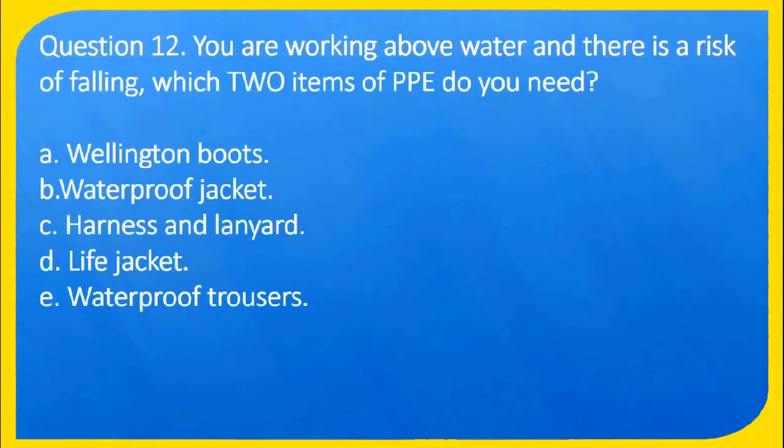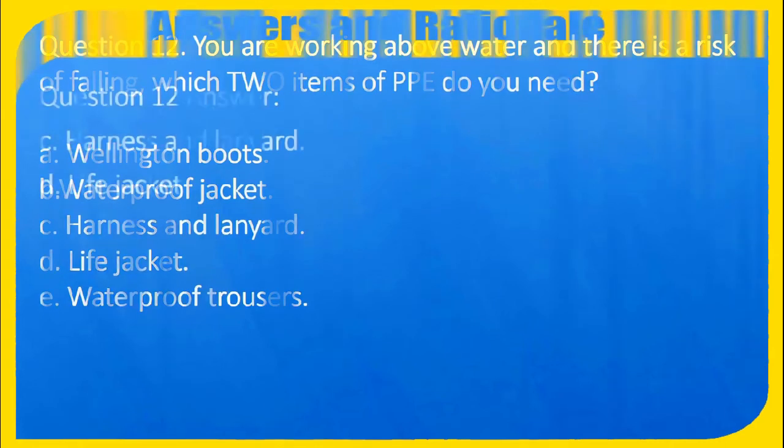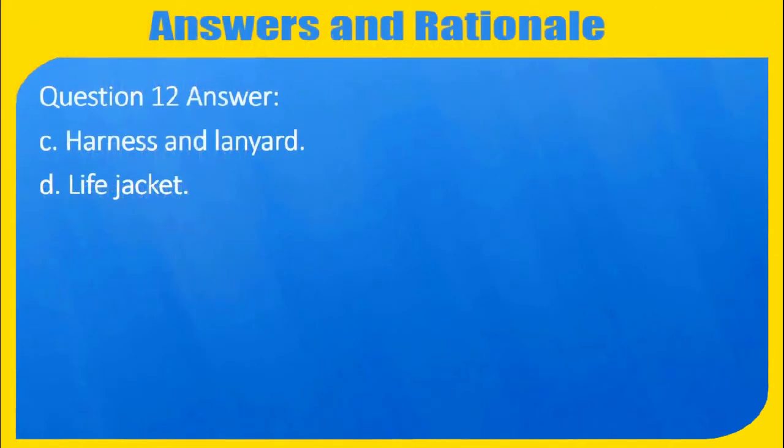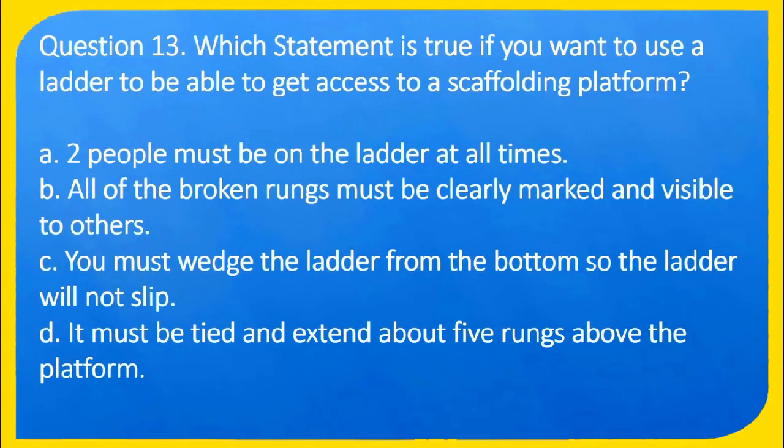Question 12. You are working above water and there is a risk of falling. Which two items of PPE do you need? A. Wellington boots. B. Waterproof jacket. C. Harness and lanyard. D. Life jacket. E. Waterproof trousers. Question 12. Answer. C. Harness and lanyard. D. Life jacket.